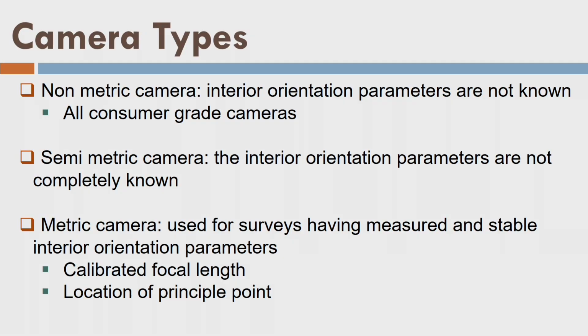If out of 3 parameters, let us say focal length is known, we will call it semi-metric camera, or even if the other 2 parameters are known and focal length is not known, we will say semi-metric camera. And if all the 3 parameters of interior orientation are known, we will call it the metric camera. So, that is the definition from the photogrammetric perspective.